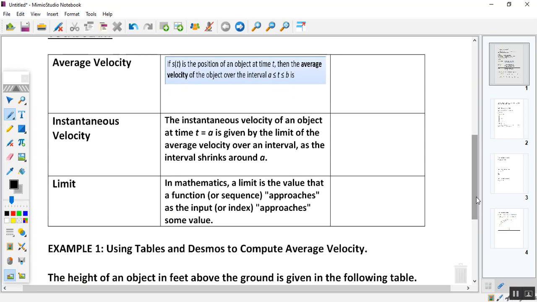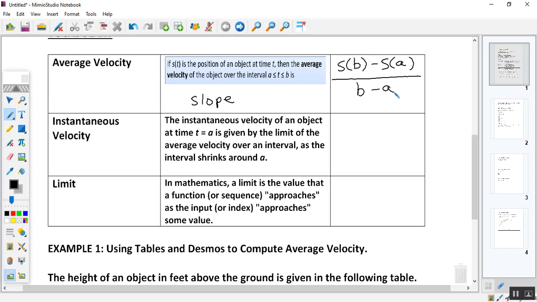First one we have there is average velocity. Do I have a volunteer that would read that for me? If S of t is the position of an object at a time t, then the average velocity of the object over... Okay, and I'm just going to say that this is really your slope, okay? Here's the formula you're going to need. The average velocity is going to be S of B minus S of A, all over B minus A, all right?